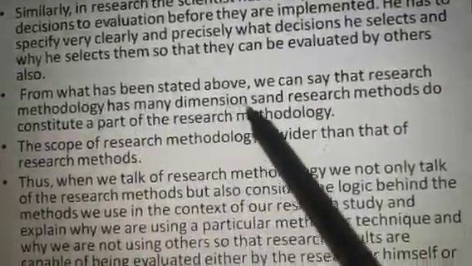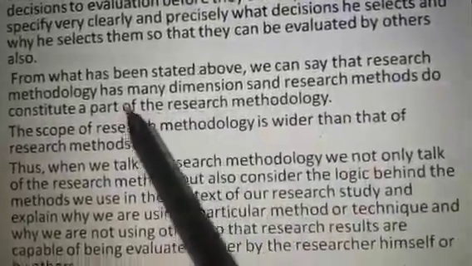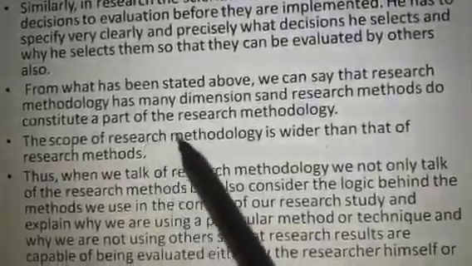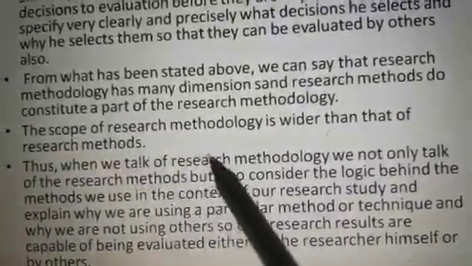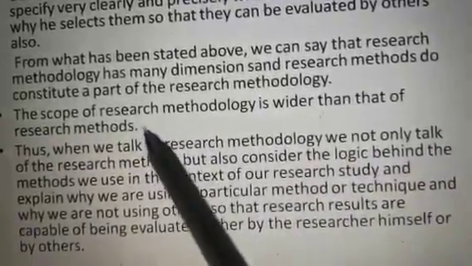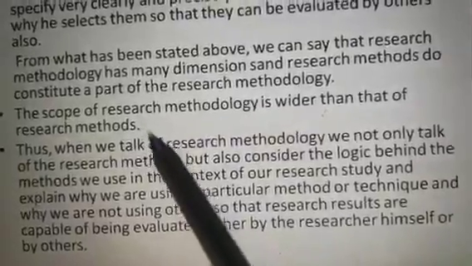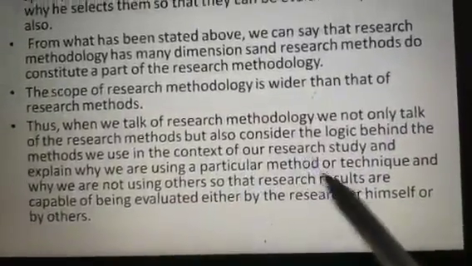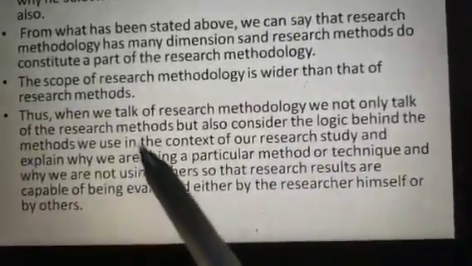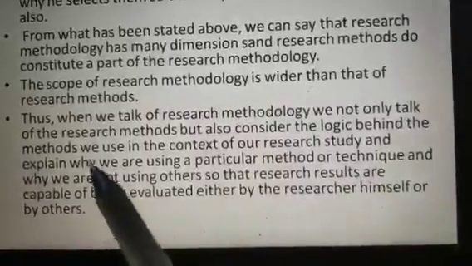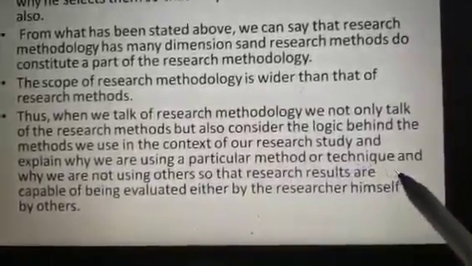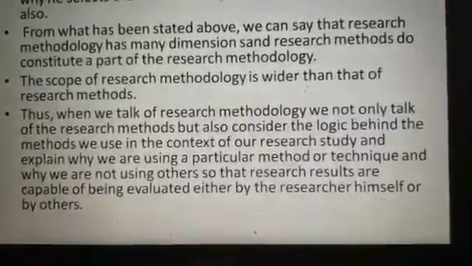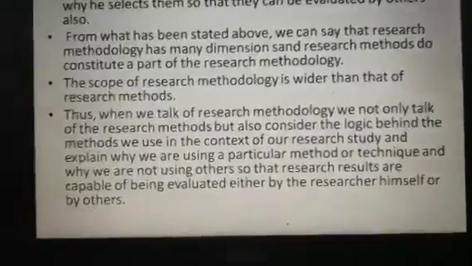From what has been stated above, we can say that research methodology has many dimensions, and research methods do constitute a part of the research methodology. So students, the scope of research methodology is wider than that of research methods. This is very important that you should learn. Thus, when we talk of research methodology, we not only talk of the research methods, but also consider the logic behind the methods we use in the context of our research study and explain why we are using a particular method or technique and why we are not using others, so that research results are capable of being evaluated either by the researcher himself or by others.